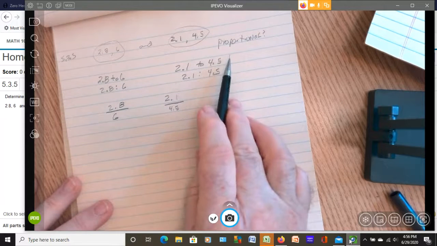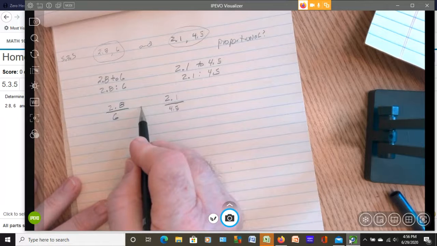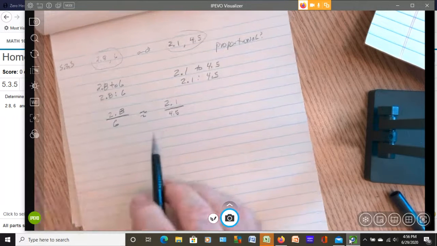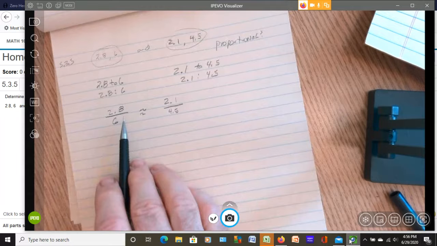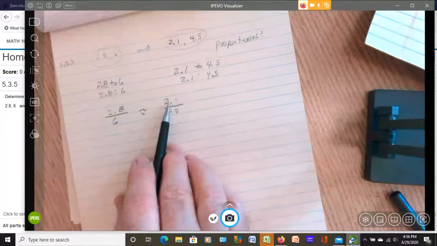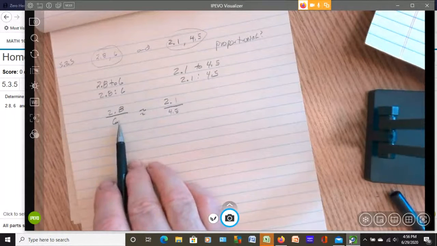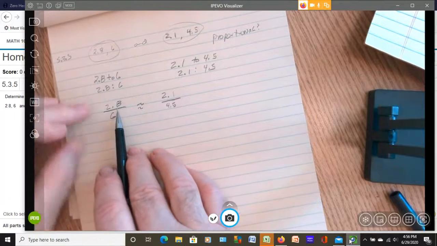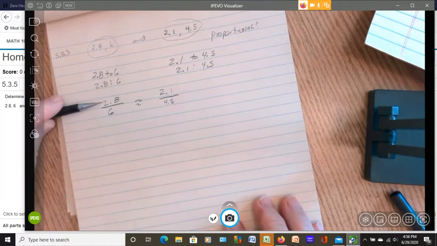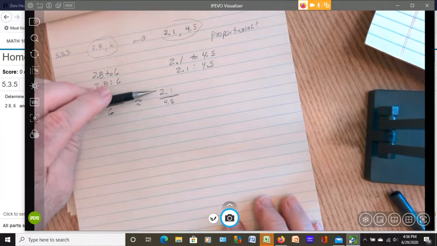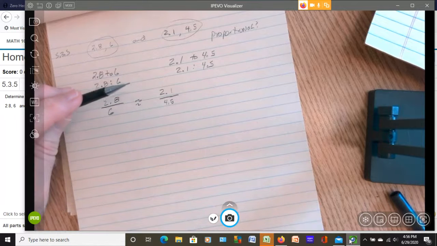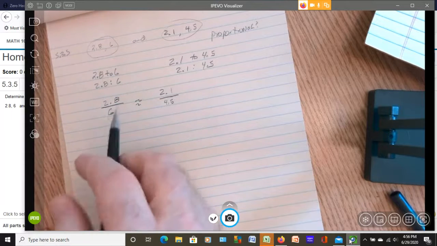And the question is, are these things equivalent amounts? You say, what do you mean by that? I know that 2.8 does not equal 2.1, and I know that 6 does not equal 4.5. But does the relationship of 2.8 to 6 equal the same relationship as 2.1 to 4.5? And you're saying, I don't know what you're asking me.